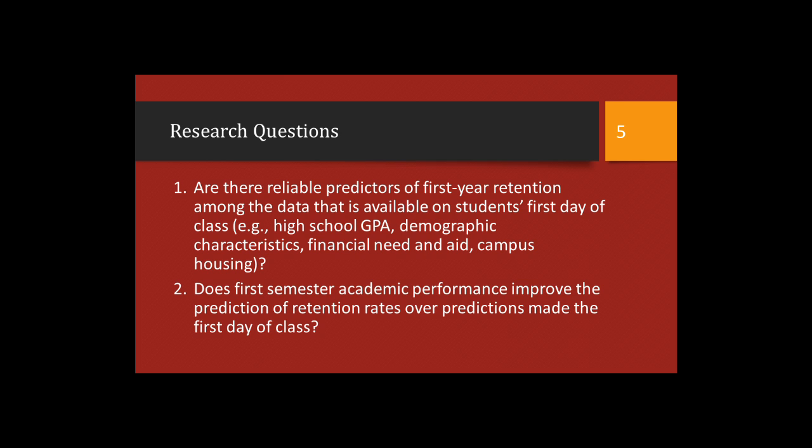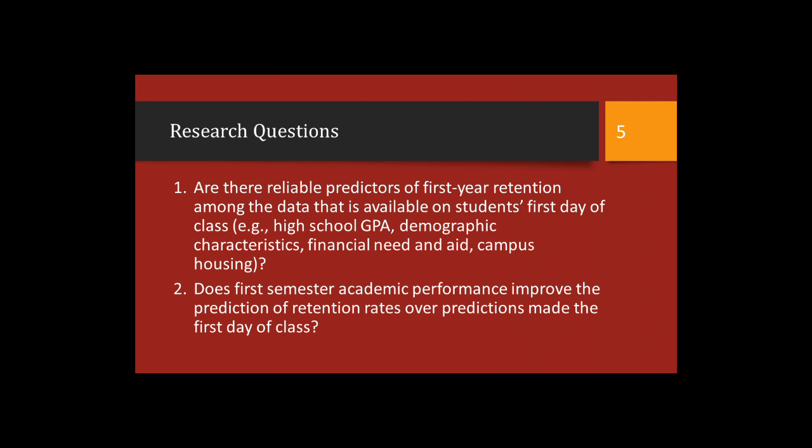There are 2 research questions associated with this project. The first question is designed to look at whether there are reliable predictors of retention based on the data that's available on students' first day of class. So things that are available from their application for admission, including high school GPA, their demographic characteristics, their financial need and aid package, whether they're living on campus, whether they're in-state or out-of-state students.